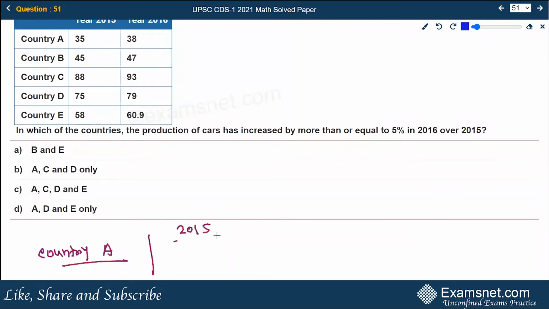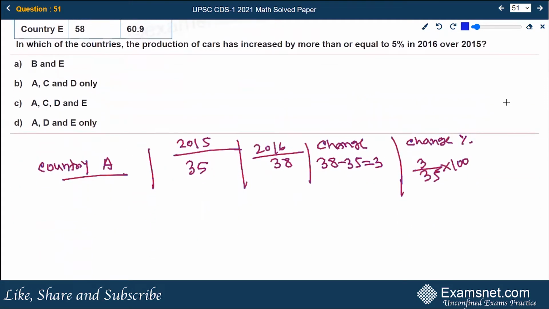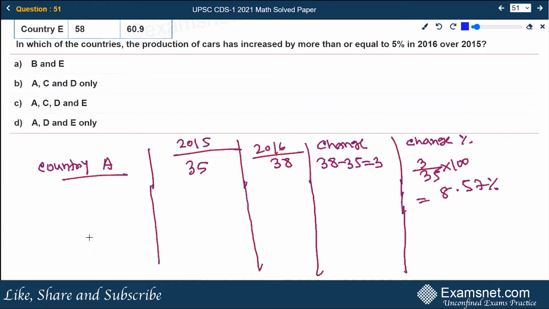So in 2015, it was 35 lakh. Now for 2016, it becomes 38 lakh. So the change is 38 minus 35, that is 3 lakhs. Now if I find the change percentage, that is change by initial value multiplied by 100, that will give me the value 8.57%. Okay, next let's check for country B in this table.